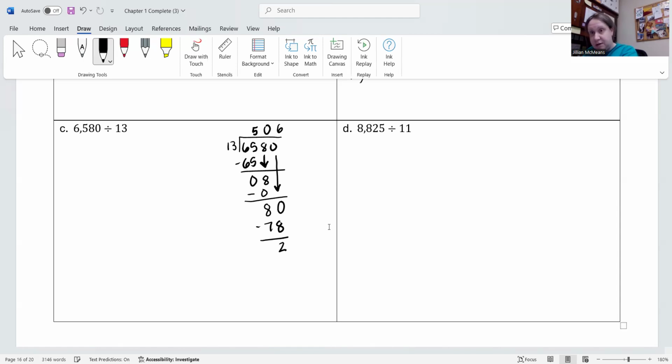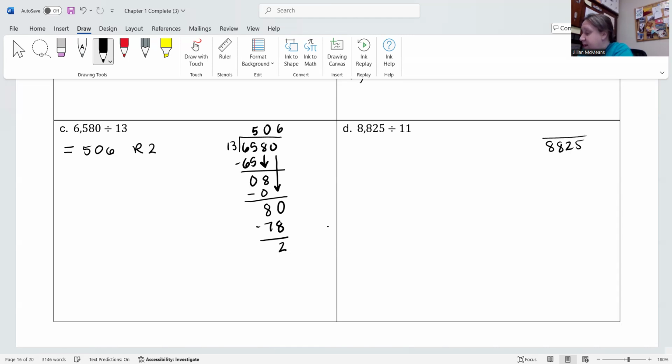Well, 2 is less than 13, so I can't keep dividing. There's nothing left to drop down, so that tells me I do have a remainder. So we would say that the result here is 506 with a remainder of 2. So 13 will go into 6,580, 506 full times, and then there's going to be this little group of 2 left over.